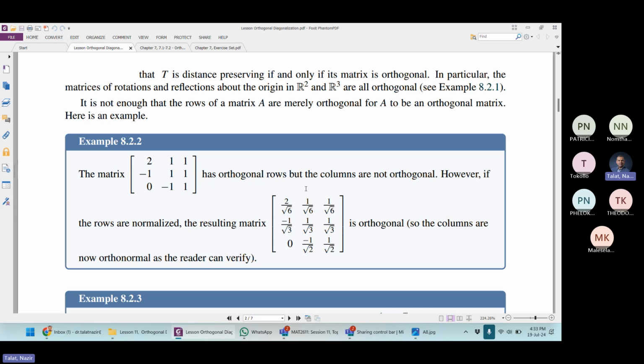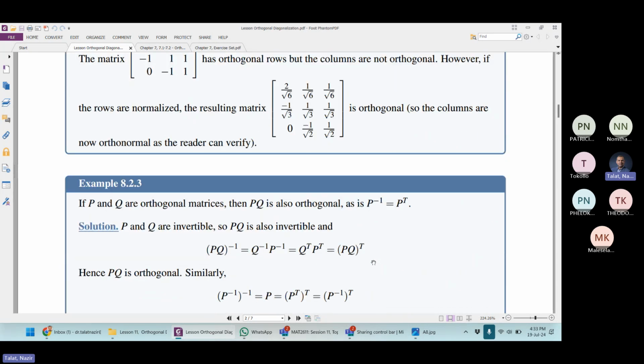Now one can normalize them. Normalize means just take the norm of each row and divide its entries by it. The norm of the first row is square root 6, so just divide by square root 6. The norm of the second row is square root 3, so we need to divide by square root 3. Similarly, the norm of the third row is square root 2, so we can divide by that. In this way, we can get orthonormal rows.